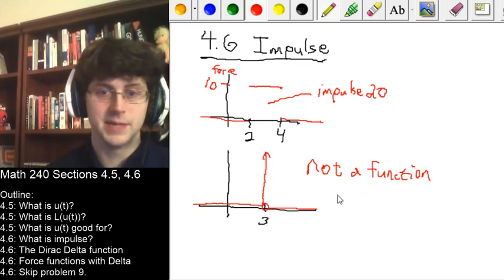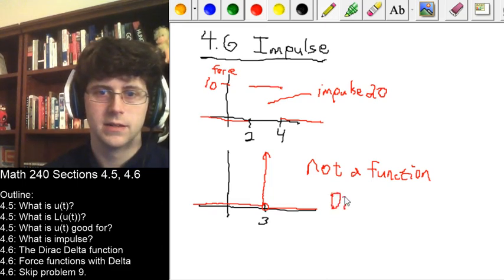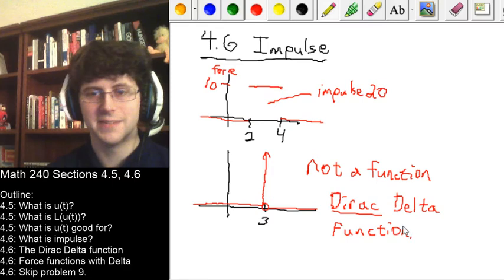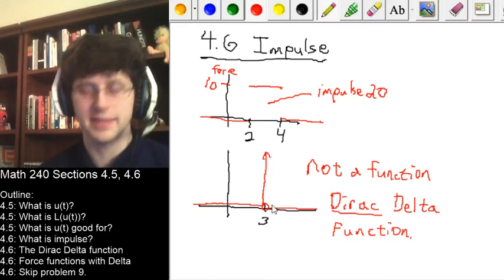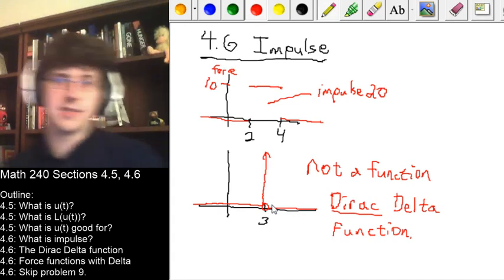It's a perfectly reasonable object. It's called the Dirac delta function, named after this person, Dirac. I don't know why it's called the delta function. I think it's just because we use the Greek letter delta to write it. So a delta function will be something like this, that lets us have an impulse all at a certain moment.